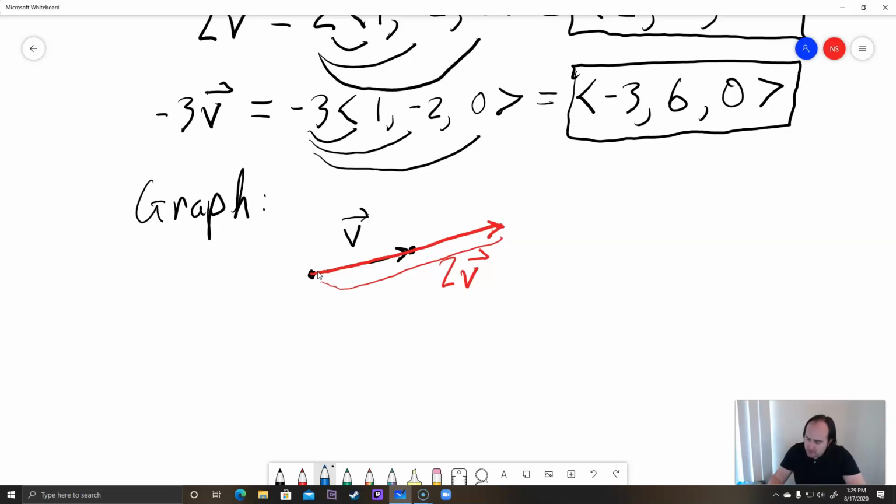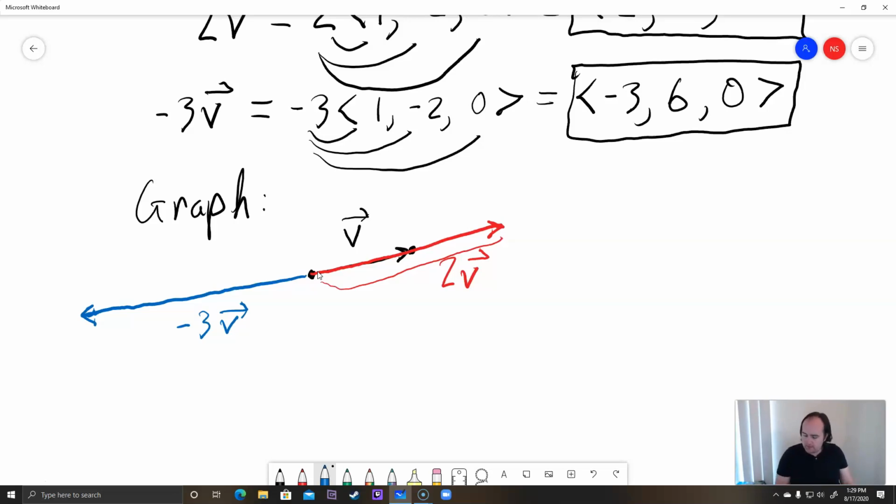So if we take a look at negative 3v, because it's negative, it's going to be pointing in the opposite direction. And then the 3 is actually going to make it 3 times as long. 1, 2, 3. So it'll be like way over here. So this would be a sketch of negative 3v. And if I were more of an artist, you would believe that these are all on the same line, but it's hard for me to draw on here.